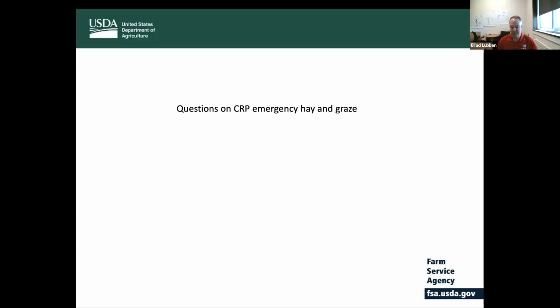But generally, we distinguish between managed haying and grazing and emergency haying and grazing. Managed haying and grazing, which is authorized under your contract, has a specific year requirement, whether it's 1 out of every 3 years or 1 out of every 5 years, depending on when your contract was approved. But every time that emergency haying and grazing is authorized, it resets that clock. So in essence, there is no stopping point for emergency haying and grazing, as it resets that clock on when you're allowed to hay and graze every time that it hits.